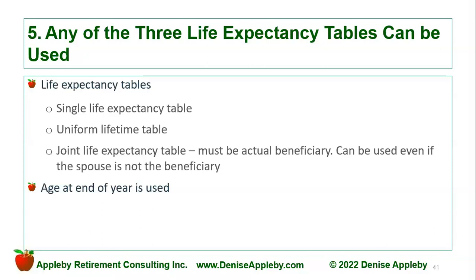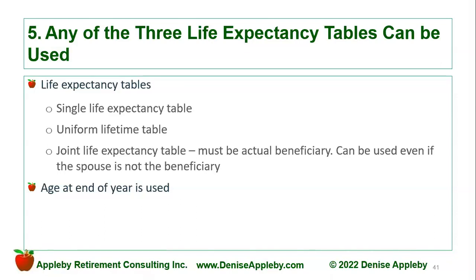Here's another rule that has wiggle room. There are 3 life expectancy tables that can be used. The single life expectancy table. Now, this is different from the RMD rules, because under the RMD rules, the single life expectancy table could only be used for an inherited account, not for the account owner, only for the beneficiary of the inherited account. But for 72T rules, it's a little bit different. They can use a single life expectancy.